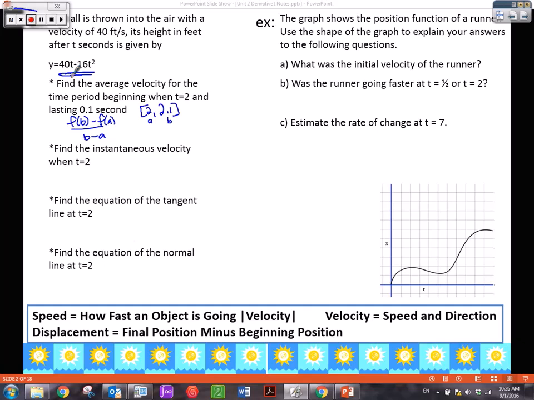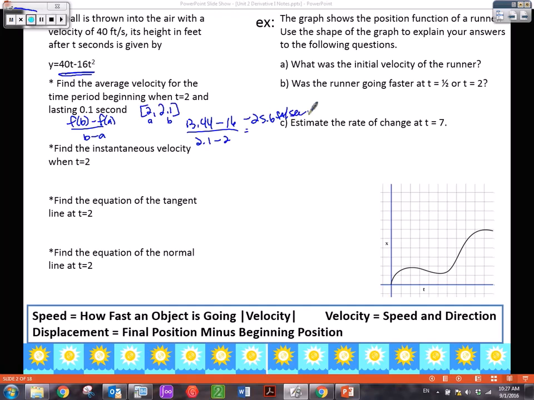So when you do that, when you substitute the 2.1 in, you get 13.44 minus, and then I substitute the 2 in, and I get 16, over 2.1 minus 2. Okay. And so then I do that arithmetic, and I get negative 25.6 feet per second.